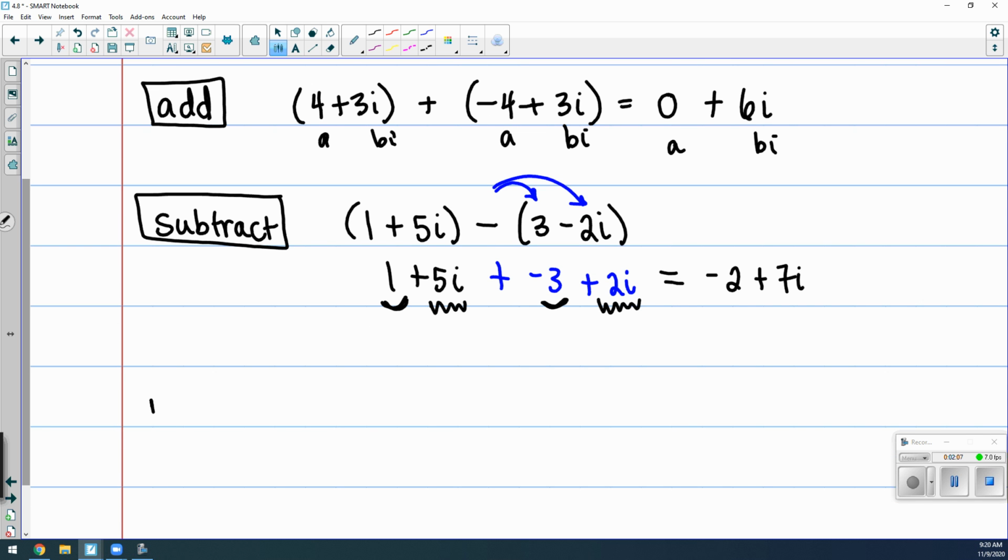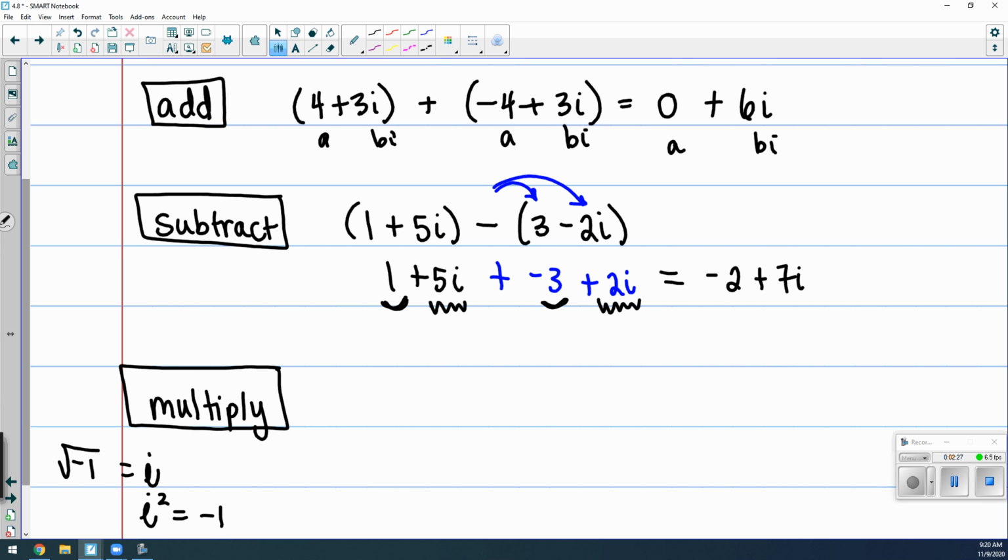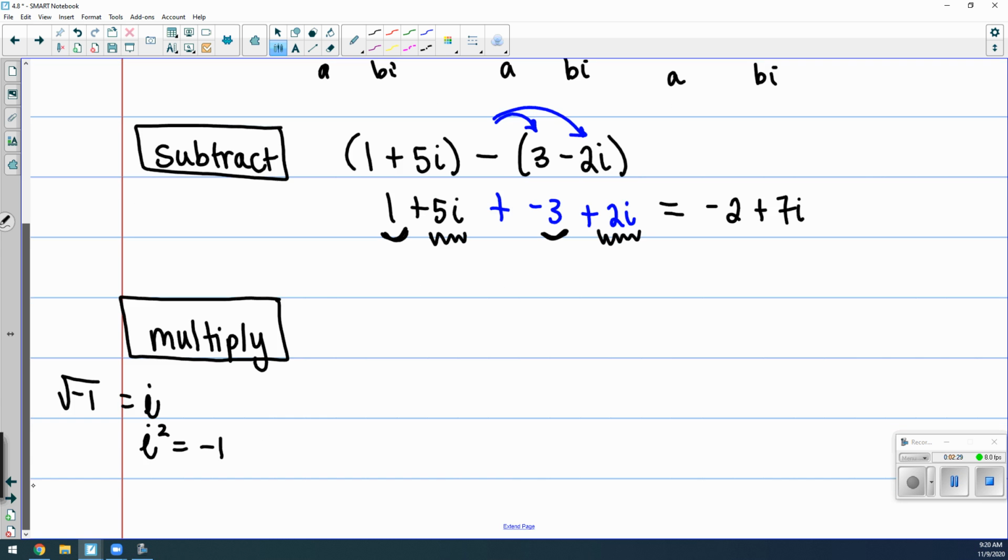Finally, multiplying. So if you're going to multiply complex numbers, just remember the pattern. i squared is negative 1. i came from the square root of negative 1. i squared is equal to negative 1. i cubed is going to be negative i. And then i to the 4th is going to be positive 1. i one and the 2 in the middle are negative.